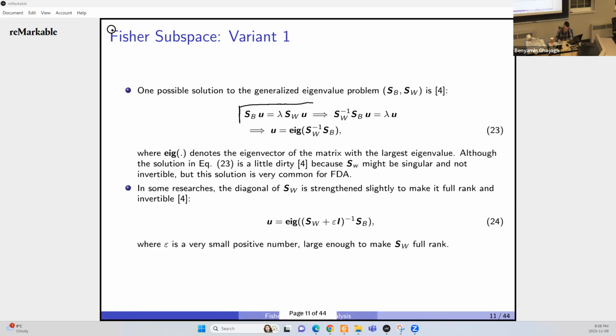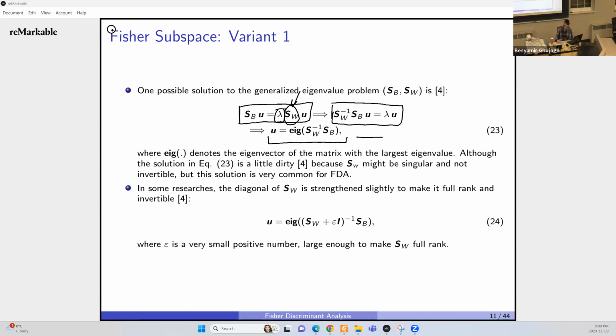How can I solve this? There are several ways to solve this. One, what do you remember? We can convert a generalized eigenvalue problem to an eigenvalue problem. How? This SW is a pain in the neck. Lambda is a scalar, we don't care much, right? So I left multiply both sides by SW inverse. This goes away, and I will have this. What is this? SW inverse SB U equals lambda U. It's the eigenvalue problem of SW inverse SB. So U became the eigenvector of SW inverse SB.